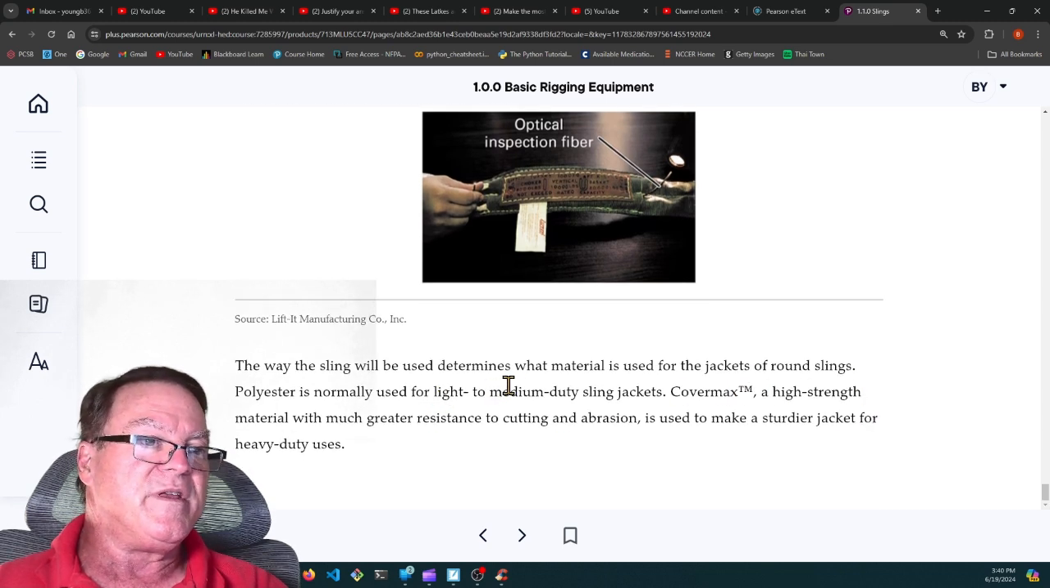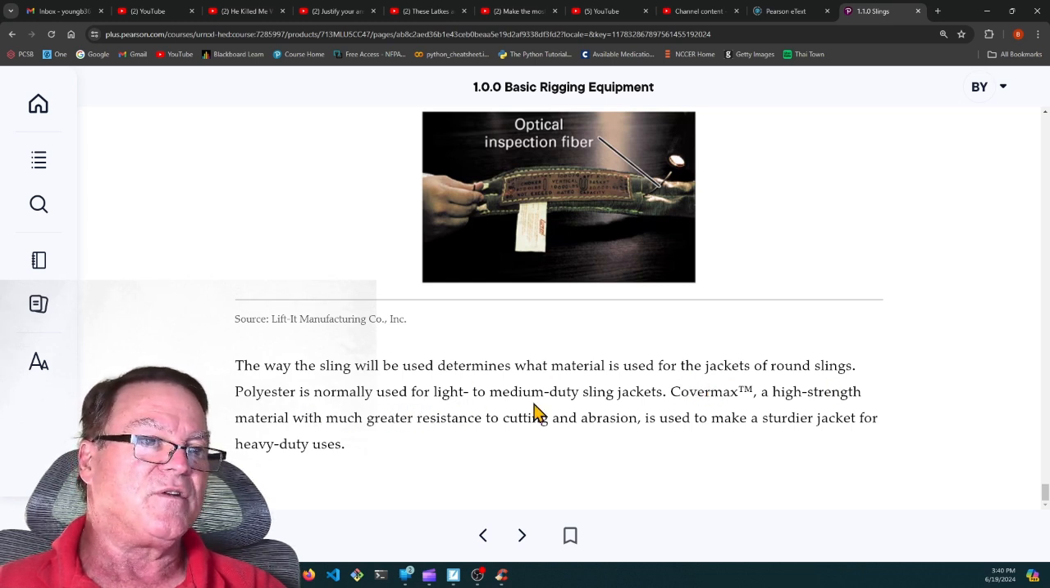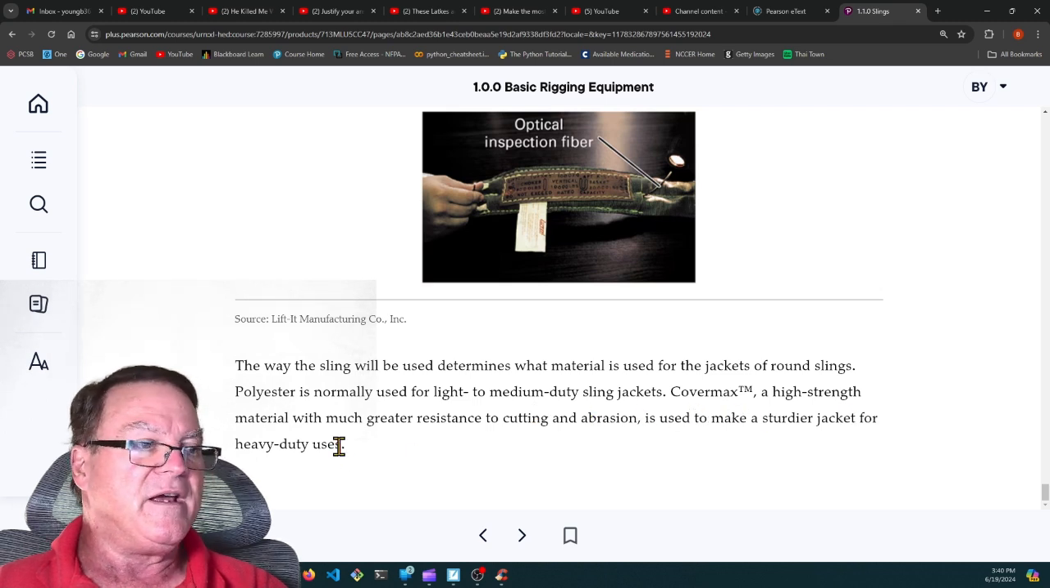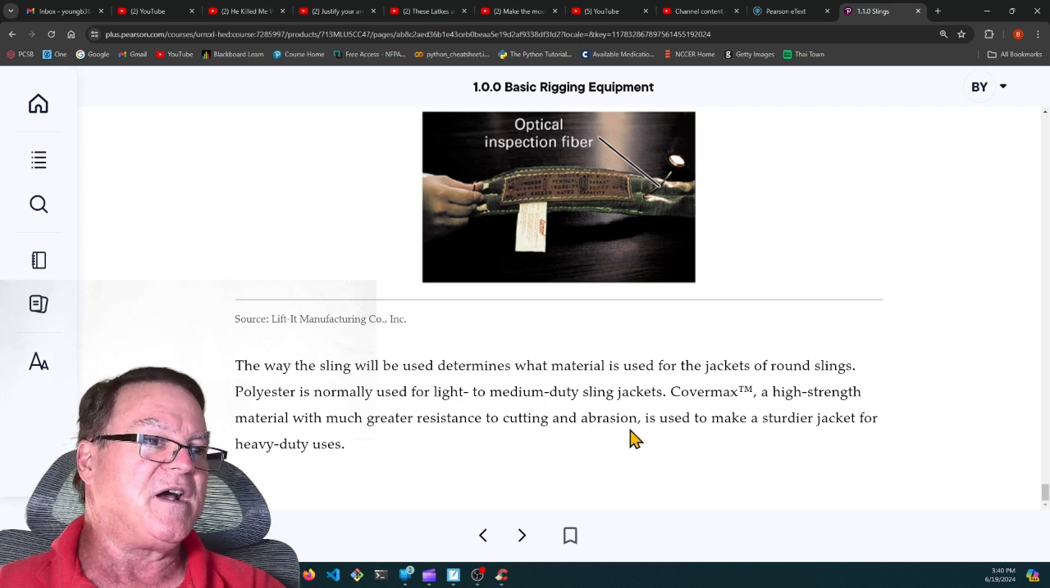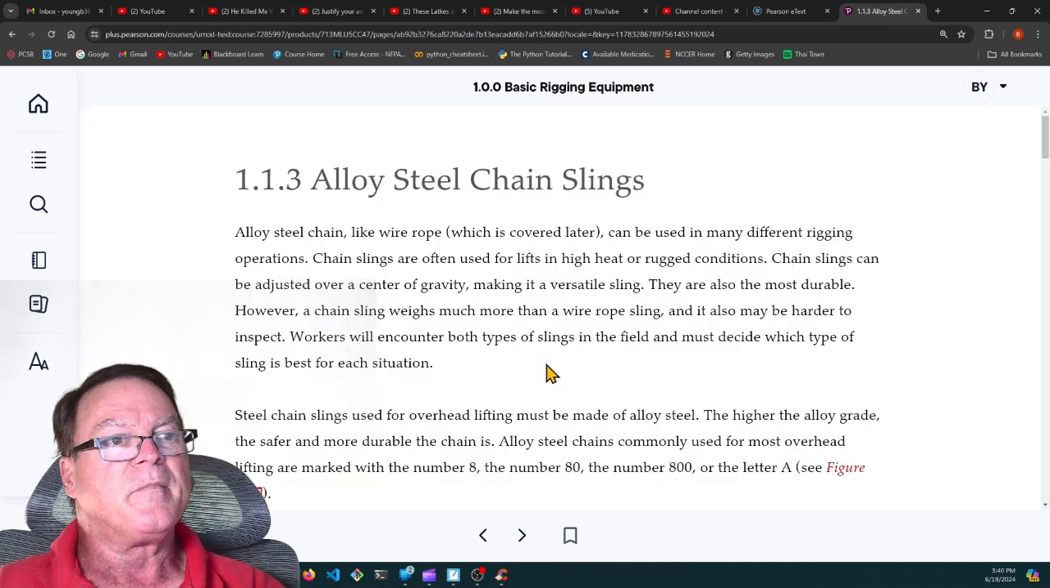The way the sling will be used determines what material is used for the jacket around the sling. Polyester is normally used for light to medium duty sling jackets. CoverMax, a high strength material with much greater resistance to cutting and abrasions, is used to make a sturdier jacket for heavy duty use slings.